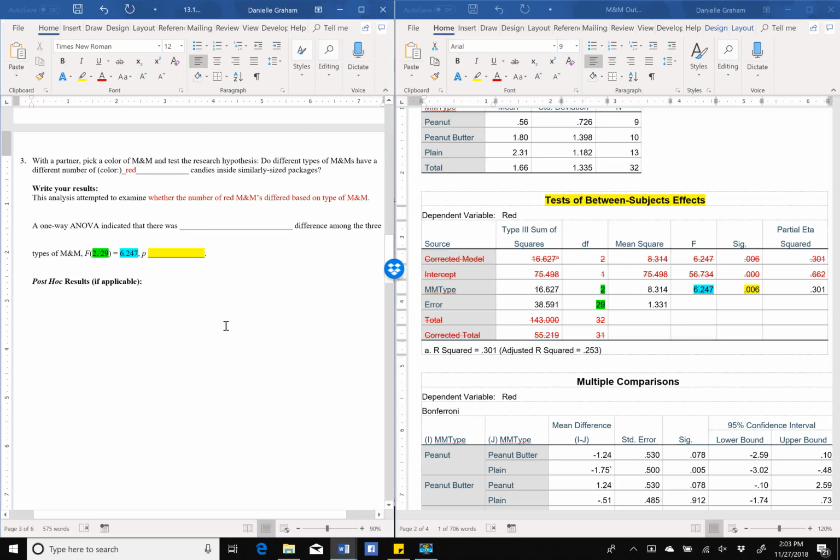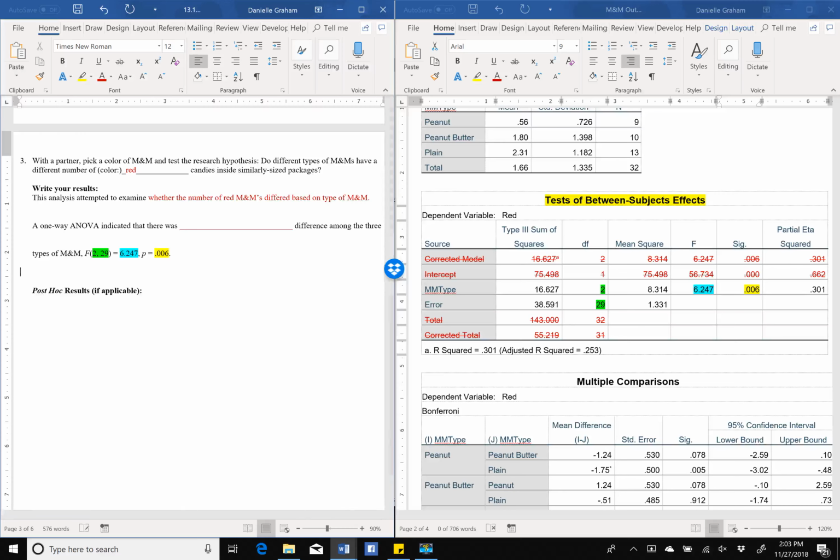So this would be p equals 0.006. You'll notice that I say equals because it's not .000. Anytime it doesn't say .000, we write the actual number that it says. So based on this p-value, if the p is low, the null must go. So if p is lower than 0.05, the null hypothesis gets rejected. Is 0.006 less than 0.05?